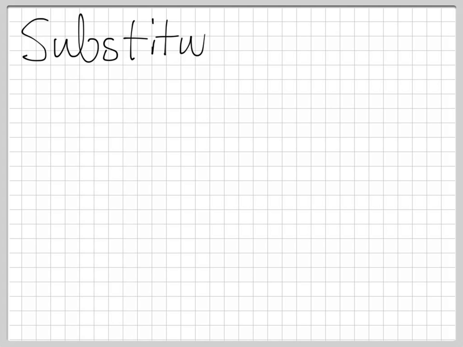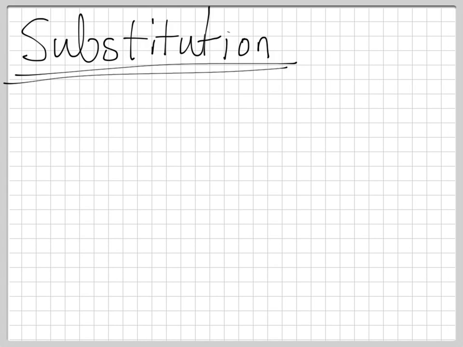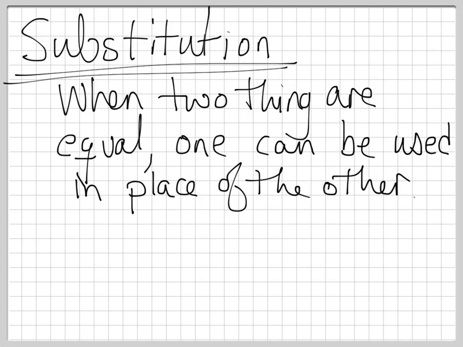And so the next thing we learned was substitution. And you cannot forget substitution, because it comes back up in the word problems, it comes back up in things we're going to do later. And so this says, when two things are equal, one can be used in place of the other.